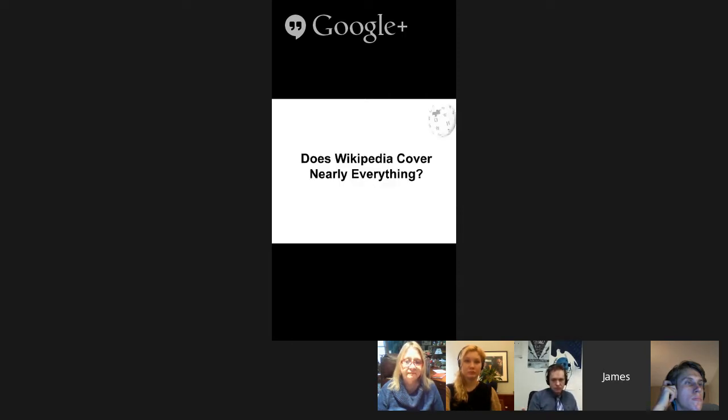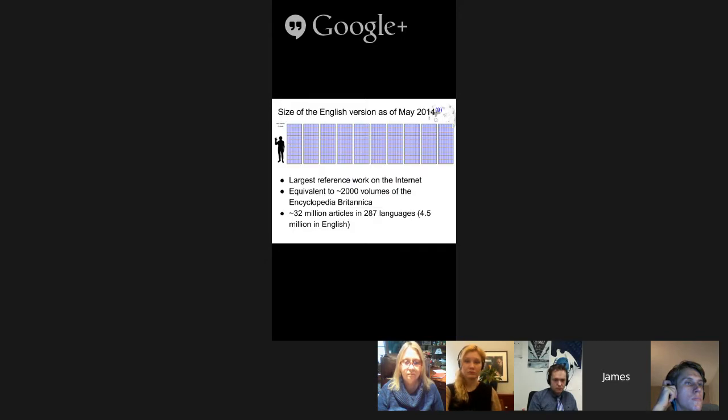On to the next point. Does Wikipedia cover nearly everything? And I think we can also argue that it's really getting there. If one was to take English Wikipedia and print it out, this is what it would look like. Here over on the left-hand side, we have a gentleman about 6 feet in height, and beside them we have this bookshelf, where each one of the little blue squares equals 1 volume of the Encyclopedia Britannica. So it would take 2,000 volumes of the Encyclopedia Britannica to print out English Wikipedia in May of 24. This doesn't include all the other languages.